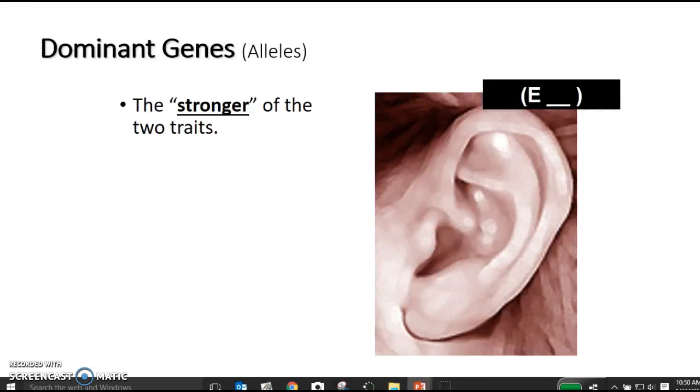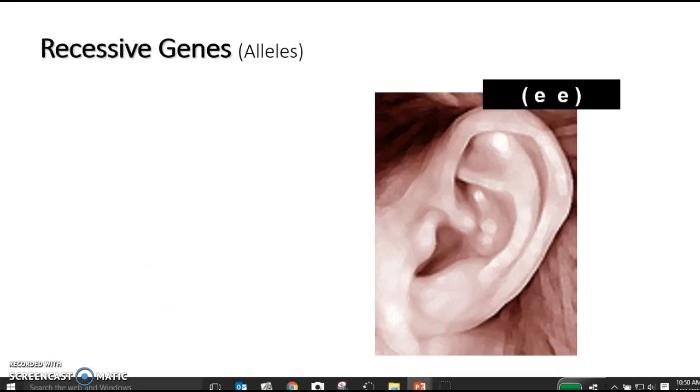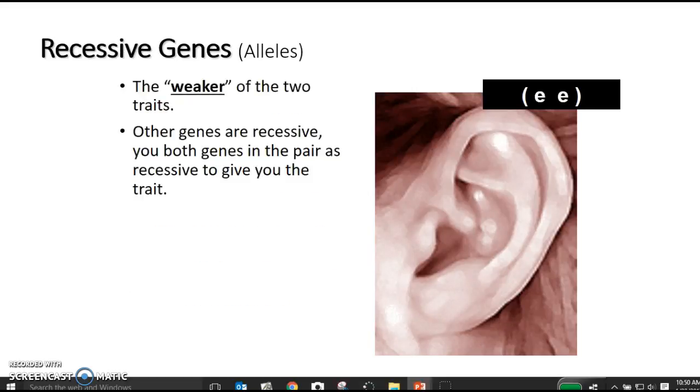So when we look at what a dominant trait is, or a dominant allele, we show it by a capital letter. We did this in class. We looked at our earlobes. If they hang free, you have the dominant trait. So you could either have two dominant alleles to show this trait, or you could have a dominant and a lowercase. Either way, the dominant will show through. If you have a lowercase, that is called a recessive allele.